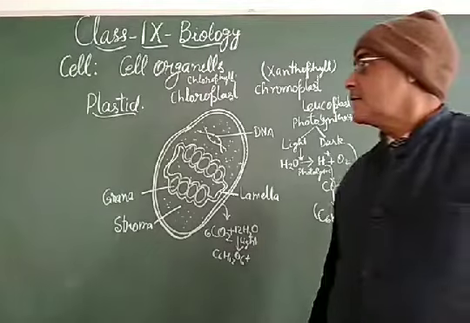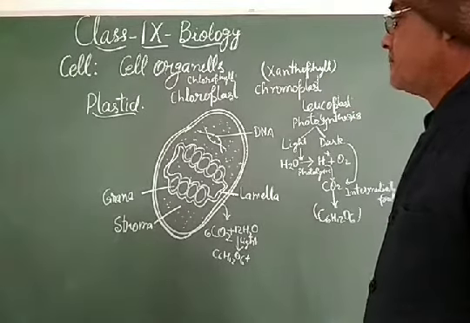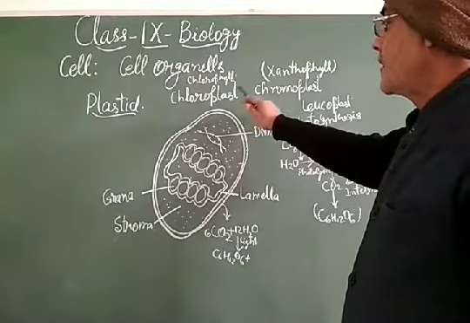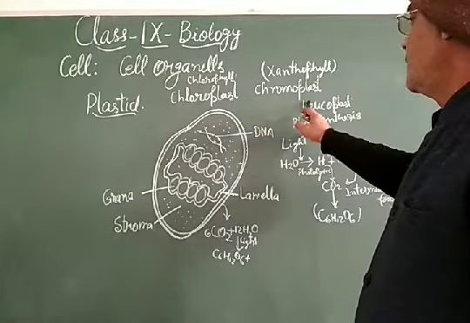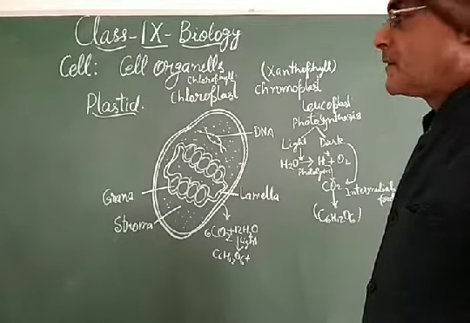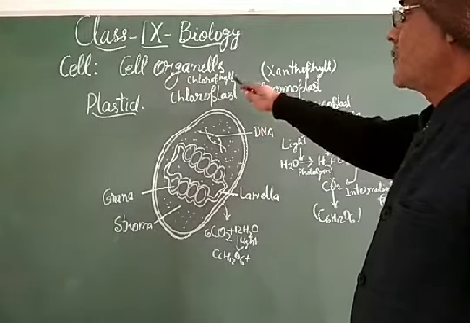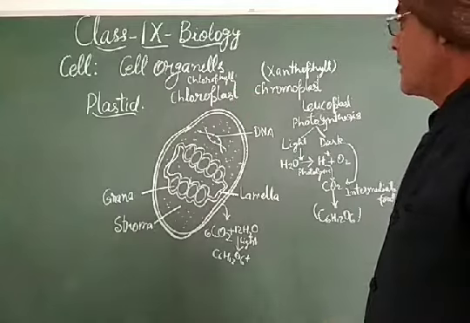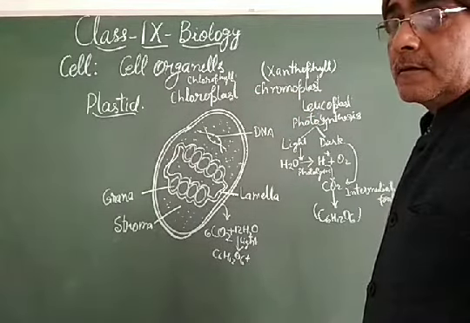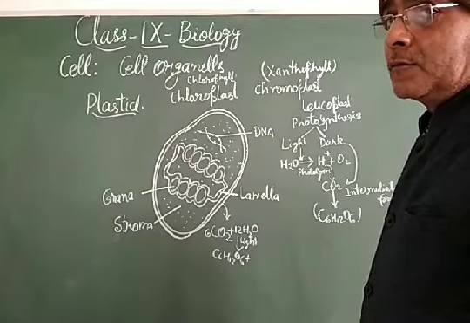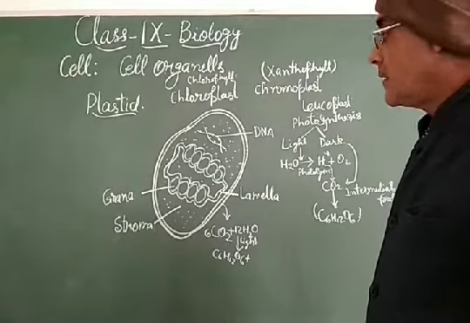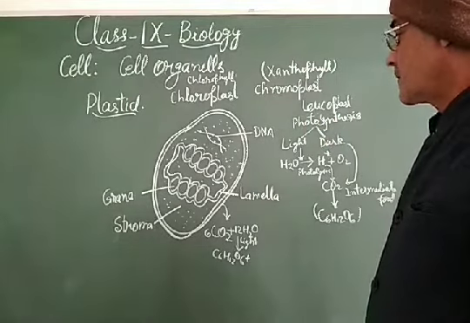So dear students, let us ask some questions. How many types of plastid are there? Three types of plastid are there: chloroplast, chromoplast and leucoplast. How many types of color pigments are there? Chlorophyll and xanthophyll. Chlorophyll is found in chloroplast, xanthophyll is found in chromoplast. Which plastid is found in the roots? Leucoplast is found in the root. What is the color pigment in the leucoplast? There is no color pigment in the leucoplast.